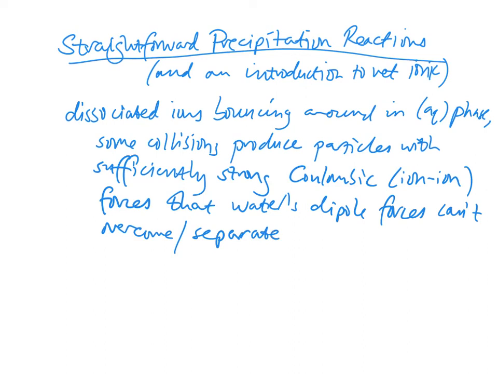So these particles that have these strong Coulombic forces, these strong ion-ion forces, will stick together. Water can't pull them apart. And so what you see are these particles with these strong forces forming a solid. That solid is what we call a precipitate.